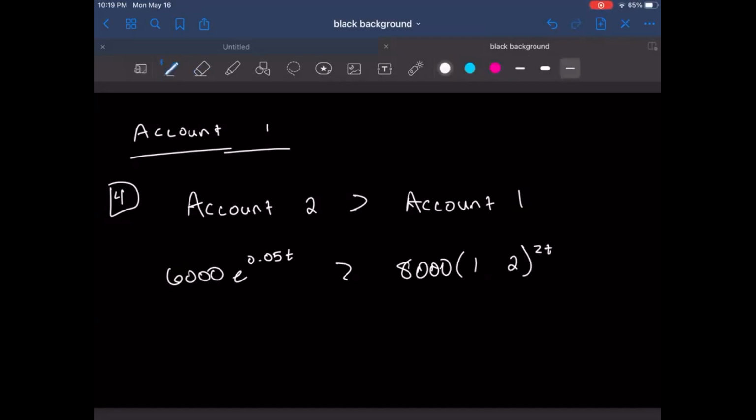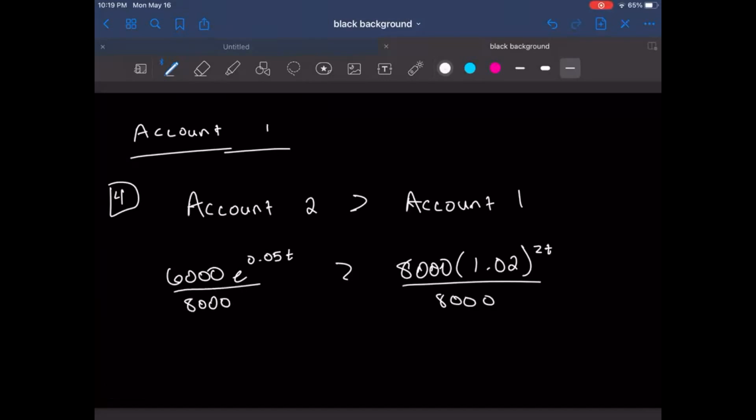Once you get this set up, that's kind of the hard part. But now it's just, okay, solve for t. If you don't know your algebra, you can't do it, but it's just algebra from here on out. The tough part is figuring out what this means. So, okay, I'm going to divide both sides by 8,000 because we're trying to isolate t, right?